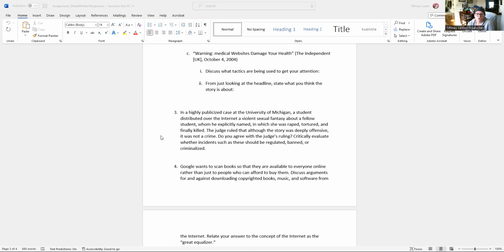Number 4, Google wants to scan books so that they are available to everyone online rather than just to people who can afford to buy them. Discuss arguments for and against downloading copyrighted books, music, and software from the internet. Relate your answer to the concept of the internet as the great equalizer, which is something discussed in those chapters.